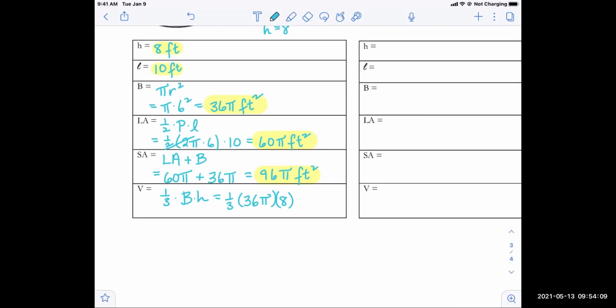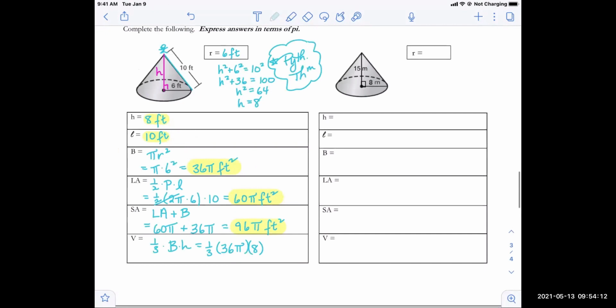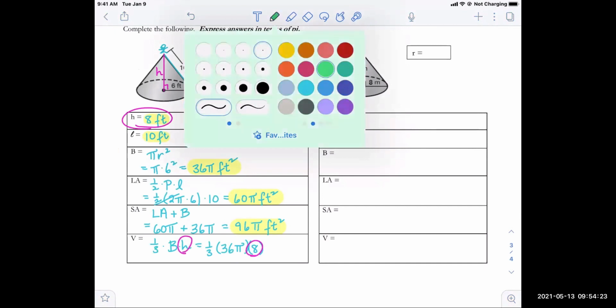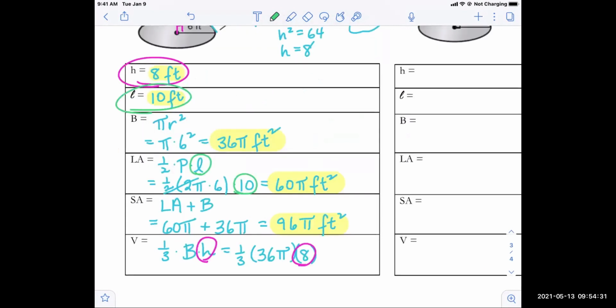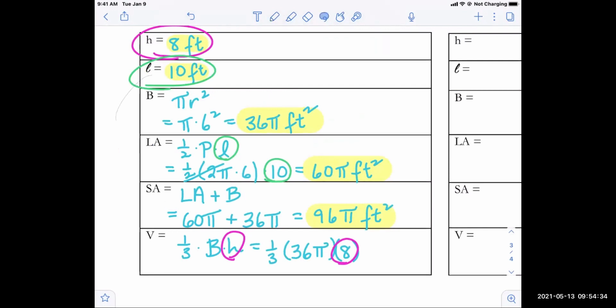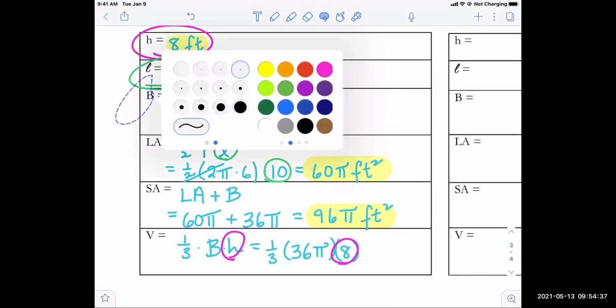So here, height, we're using here. Okay, slant height, we're using here. Putting in the 10 there, okay? So pay attention to, my green looks kind of like my blue. Let me change that. I don't know if that's any better. That's better.